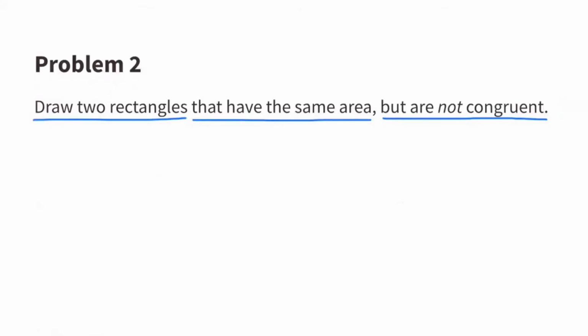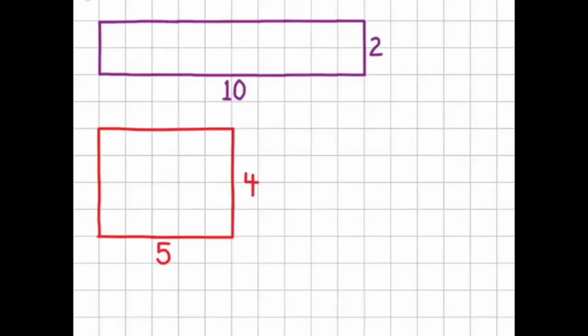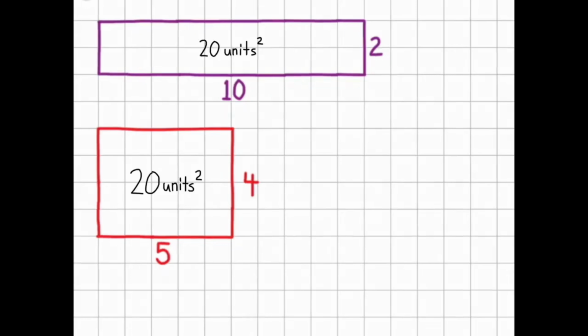Number 2. Draw two rectangles that have the same area, but are not congruent. I've drawn these two rectangles for my examples. The top rectangle has a base of 10 and a height of 2, and the bottom rectangle has a base of 5 and a height of 4. They're not congruent, but they both have the same area, 20 units squared.